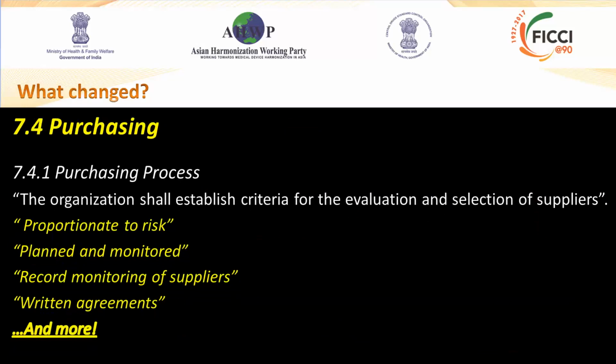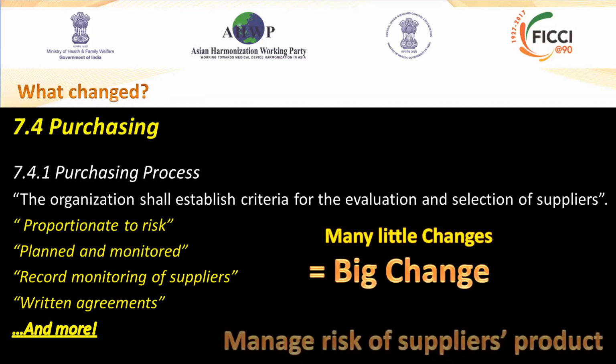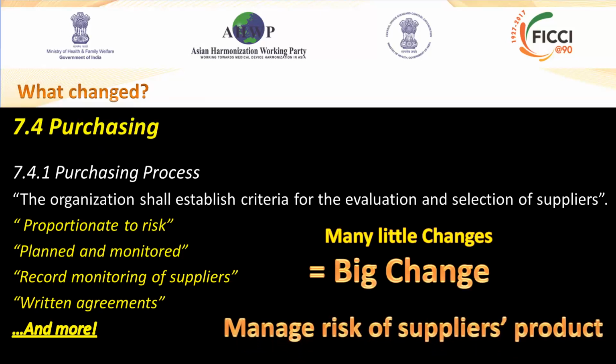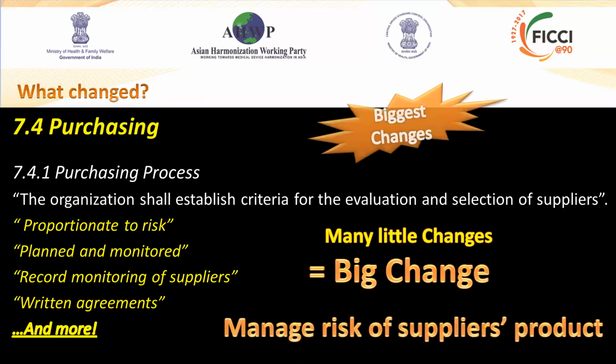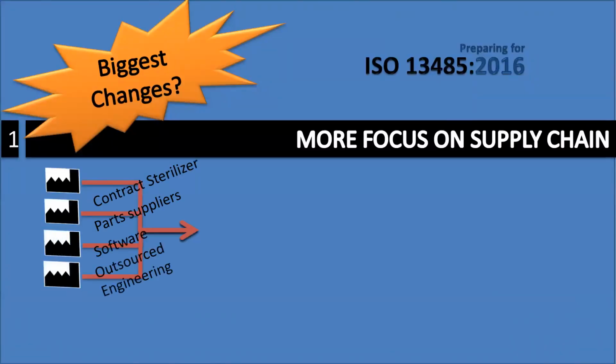There's also requirements to plan for monitoring them, recording the monitoring of suppliers, and written agreements. So there's a lot of little changes in the purchasing process that need a lot closer look. It adds up to a fairly significant change to the purchasing process. And all of it, of course, centers around managing risk of the supplier's product, proportionate to the risk of your device that you're placing on the market. So there is really a lot more focus on the supply chain.